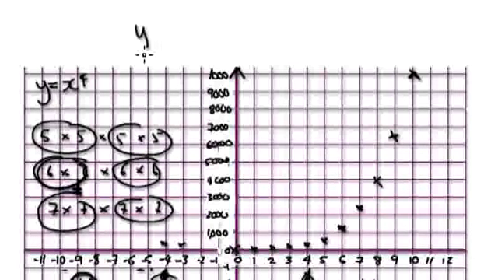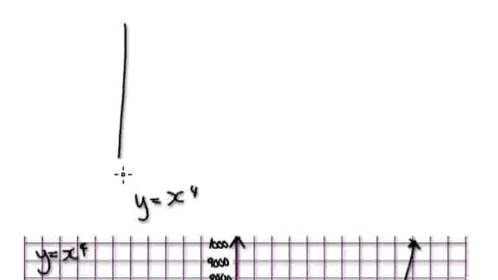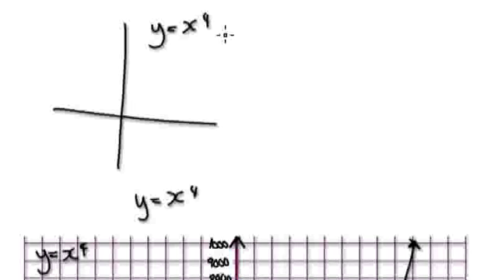Okay. So y equals x to the power 4. It will look like a U shape. An ugly U shape. Hang on. Let me try and give you a nice looking U shape. So it's supposed to be symmetrical. So when you get to here, it will be symmetrical. So the graph of y equals x to the power 4 will look like a U shape like this.